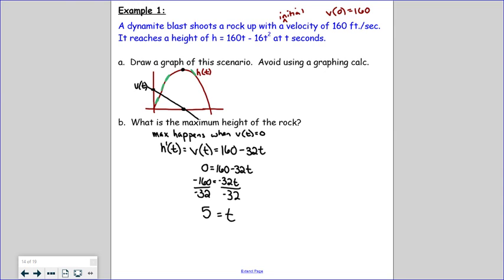The height comes from the position, right? Position is going to tell me where it is. What is the height of it? And we know the max is happening at time equals 5. So now I'm going to go to my position function and find where that rock is at 5 seconds by plugging in 5 seconds to our function.